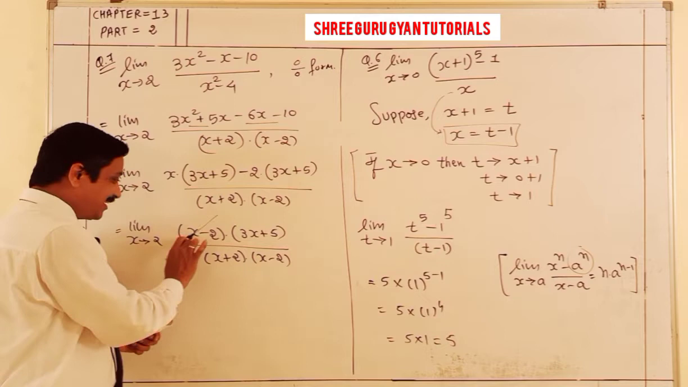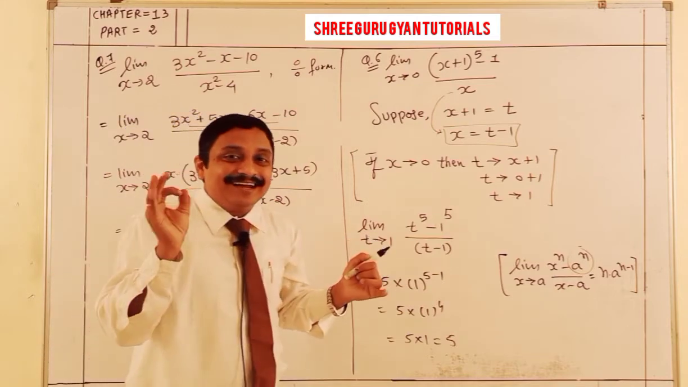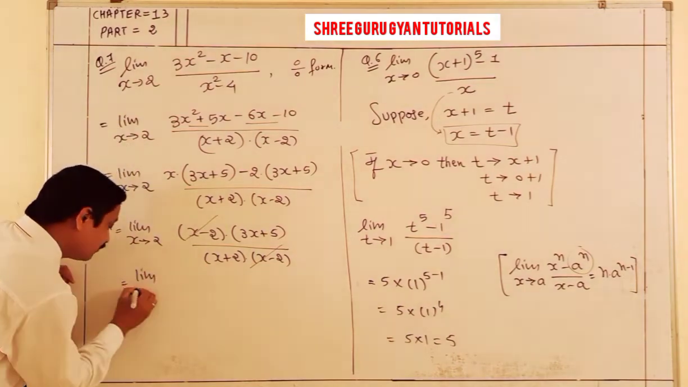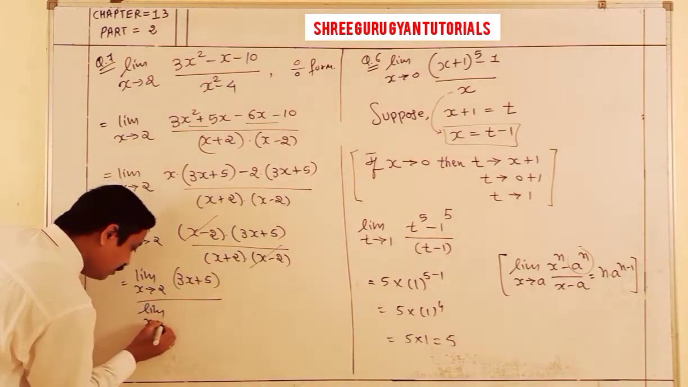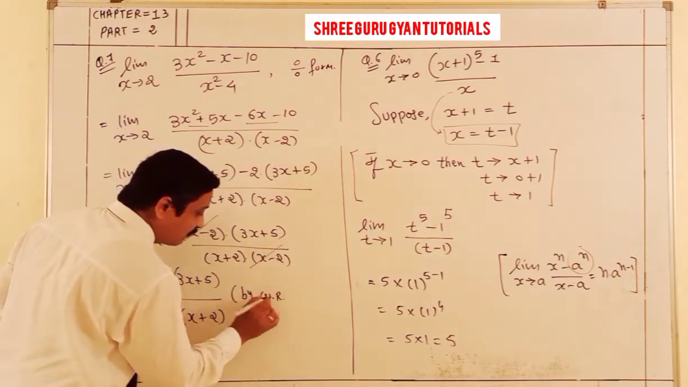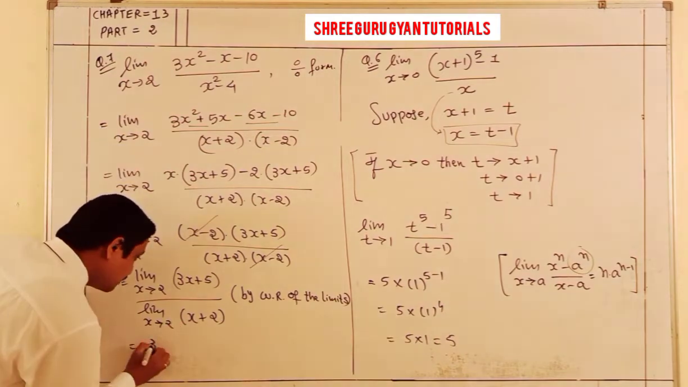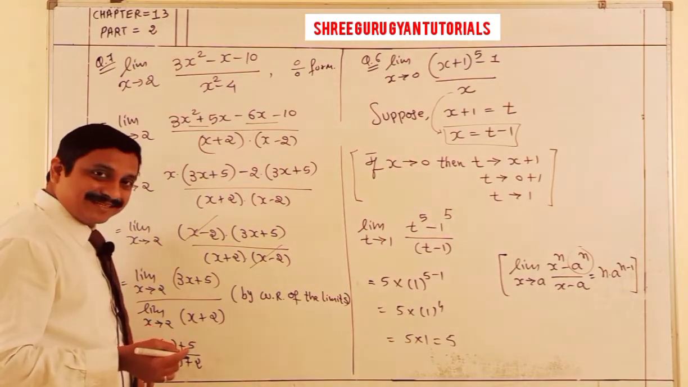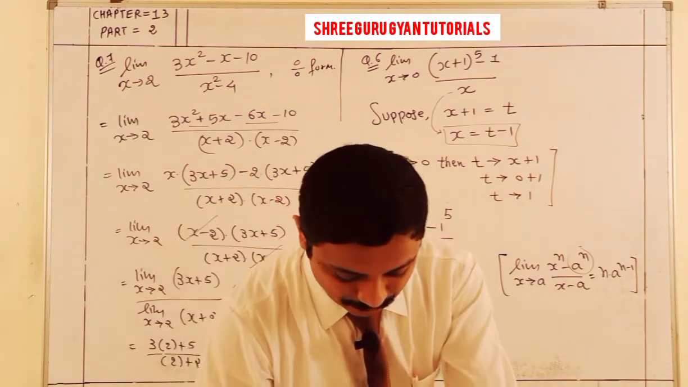Now students, check: this factor cancels and the 0 by 0 form is gone. Now you check the denominator is never 0 if you put the limit. So I just apply the working rule of the limits. Now easily you can put the limit: 3 into 2 plus 5, and here 2 plus 2. 3 twos are 6 plus 5 is 11, and downwards 2 and 2 is 4. Very easy. The solution is done here, students.